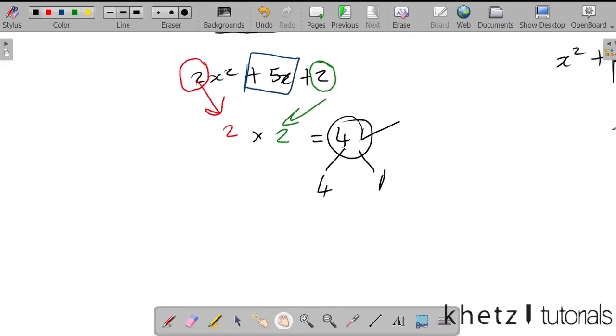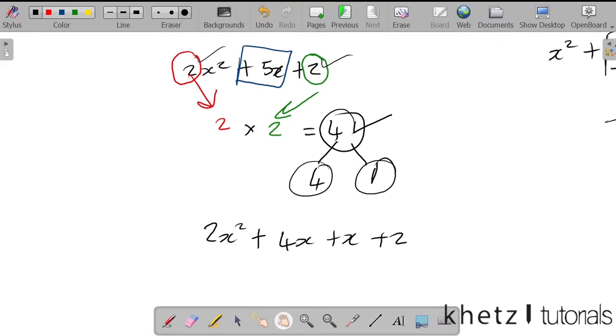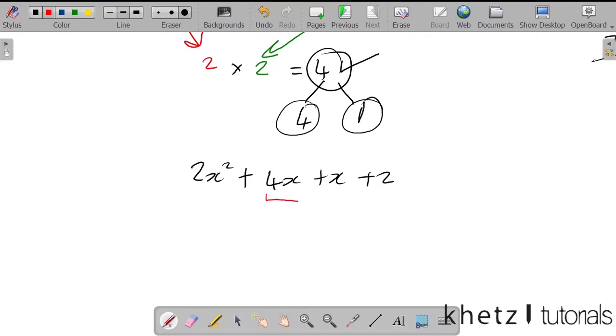So what do you do with these terms? Just break your 5 down into these factors of your multiplication. So you're going to have 2x squared plus 4x plus x plus 2. So I basically just broke the 5 into the factors of 4, right? And now you're going to factor out 2x for this and that. You're going to factor out 2x, then you're going to have x left here and 2 left here. Then here you're going to factor out 1, you're going to have x plus 2.